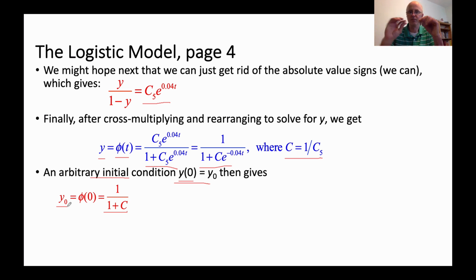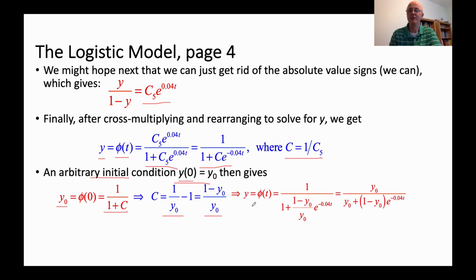Solve for c, flip both sides, and then subtract 1, you'll get this. And those two things can be combined by getting a common denominator of y0 to get this. You can substitute that back into the phi function and get this. And then do a final simplification, multiply the top and the bottom by y0 and write the final answer like this. And this even works when y0 is 0, because when y0 is 0, this is the 0 function.